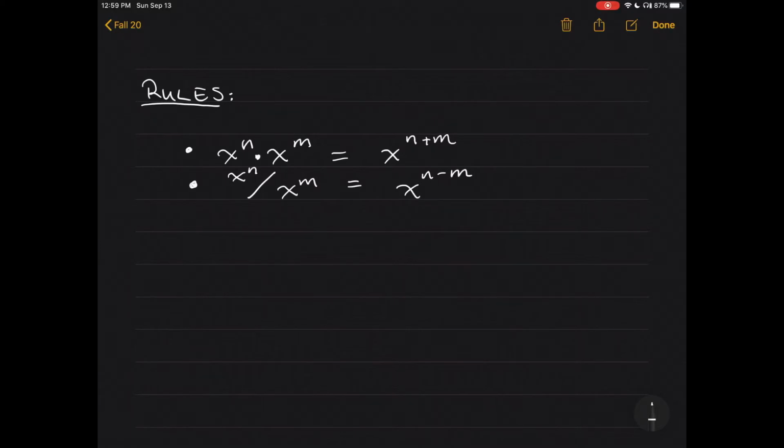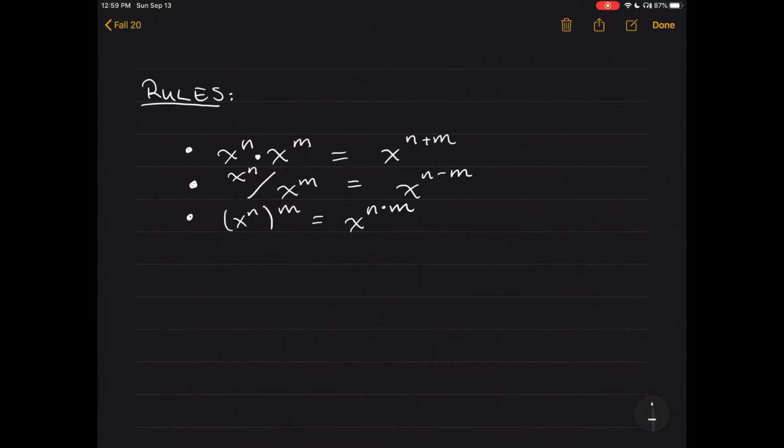All right. Cool. What about this? What if we have x to the n, and then that's raised again to the power m? That is x to the n times m, right?